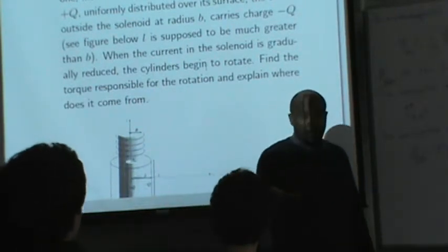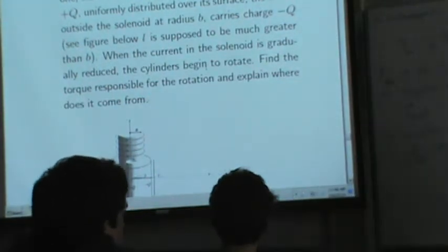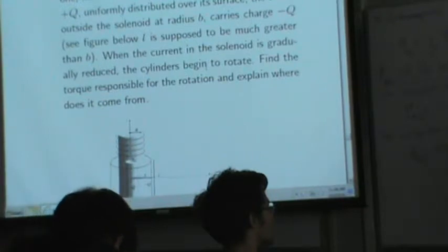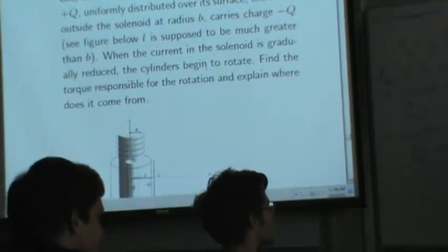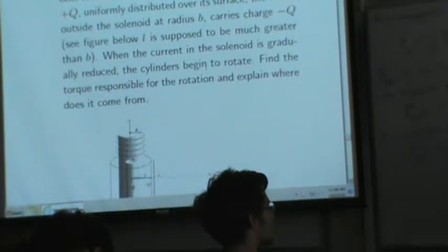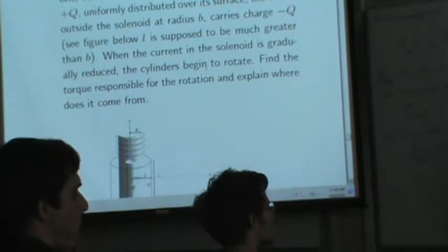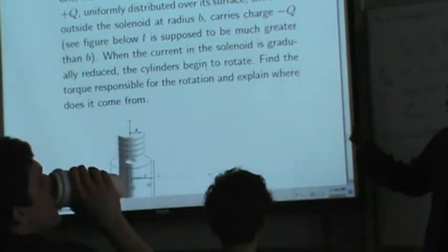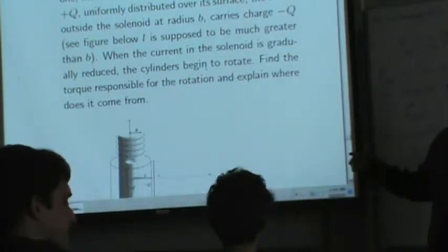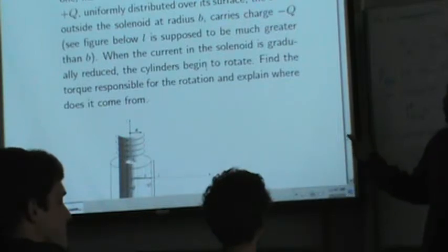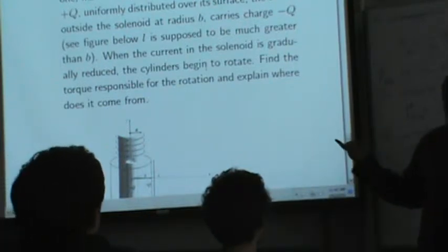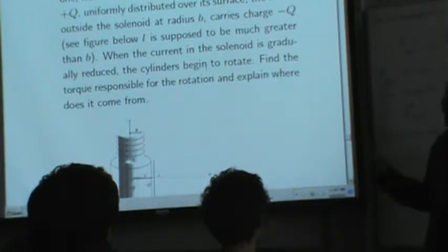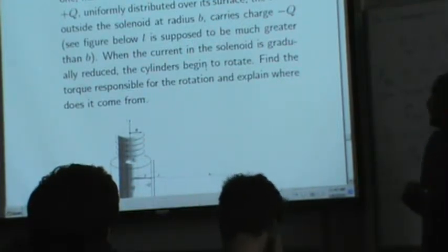Whenever there is a rotation, you expect there is some transfer of angular momentum, whether it's mechanical or electromagnetic. We don't have any mechanical, by mechanical we mean you have to apply some external force by hand or something like that. There is no such thing. All you did was reduce the current. So what is the source of this rotation? Obviously it should come from the electromagnetic field's angular momentum. So we need to show that.